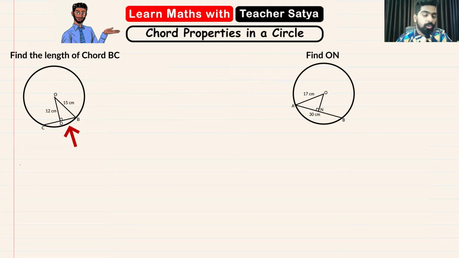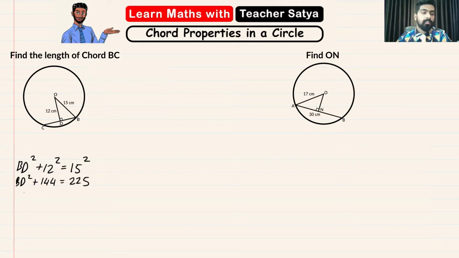So using Pythagoras theorem, we know that BD square plus 12 square is equal to 15 square, right guys? Now let's go ahead and solve this question. So BD square plus 144 is equal to 225. Now in order to find BD, first I'm going to transpose 144 to the other side. So BD square is 225 minus 144, right guys? Now let's go ahead and subtract it.